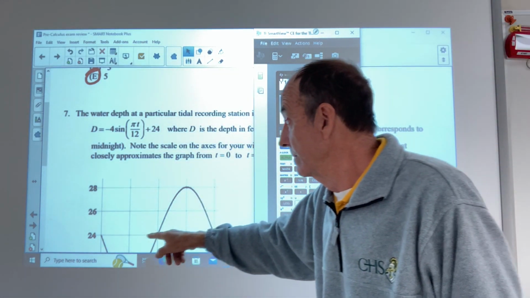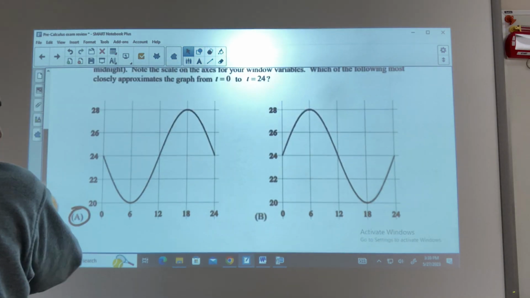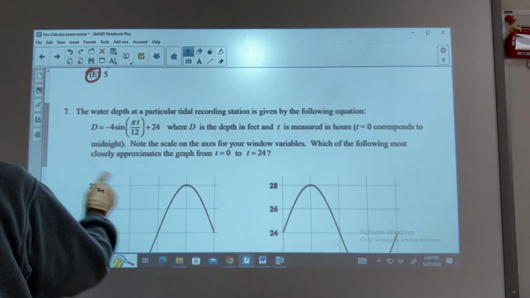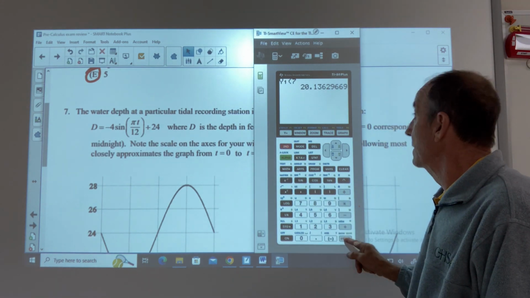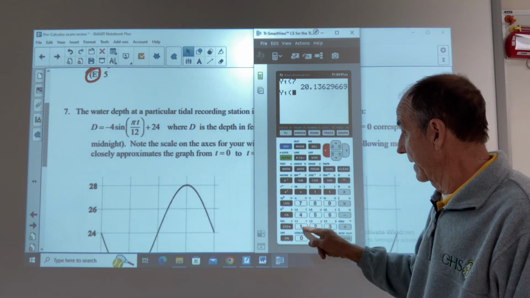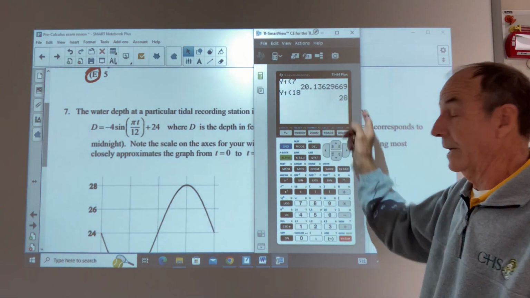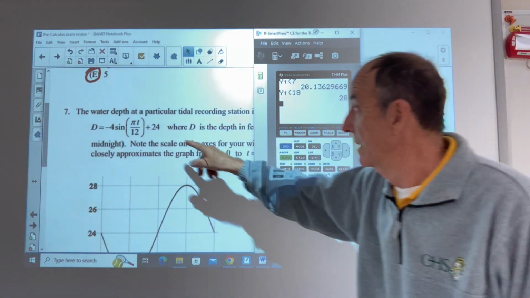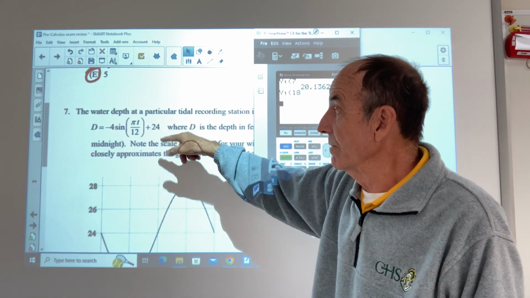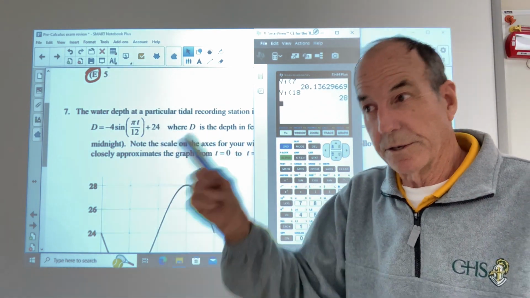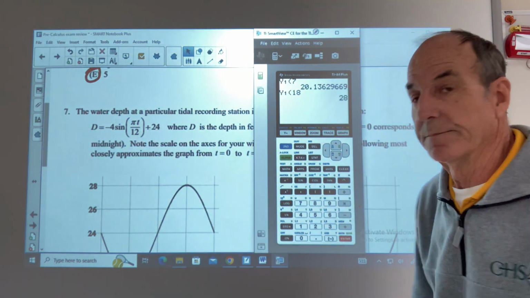If we put in, just by looking at the picture, if we put in 18, the water depth should be 28. And it is. So if we put in 18, we really would not need a calculator for this. We get 28, because 18 pi over 12, that's going to be a standard angle, and you can do that with the unit circle. Okay, let me stop this here.